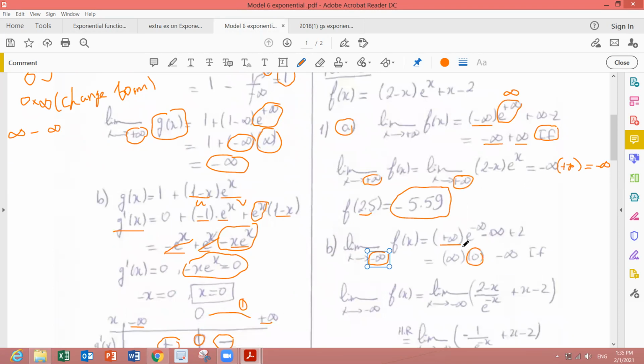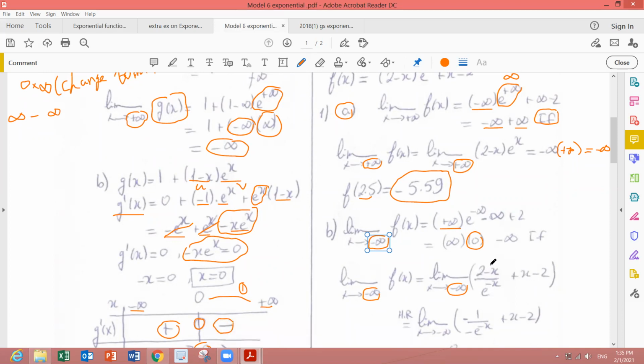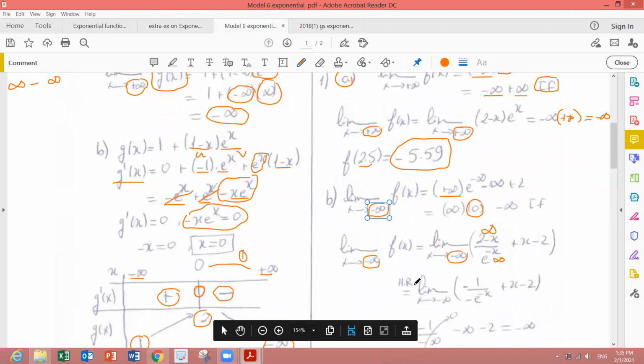So here we have to change the form. So the limit as x tends to minus infinity of f(x) equals the limit, changing the form, we bring the exponential down to the denominator. It becomes (2 minus x) over e to the minus x, plus x minus 2. Here the limit gives infinity over infinity. So we apply Hospital's rule.